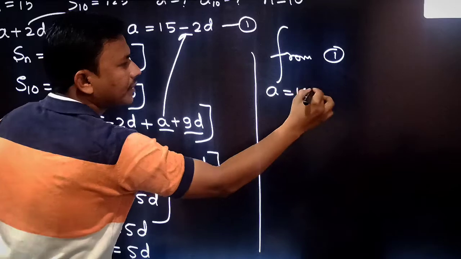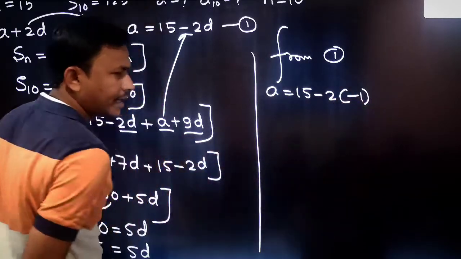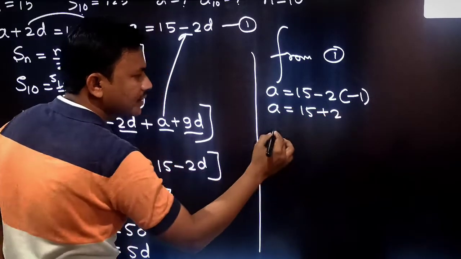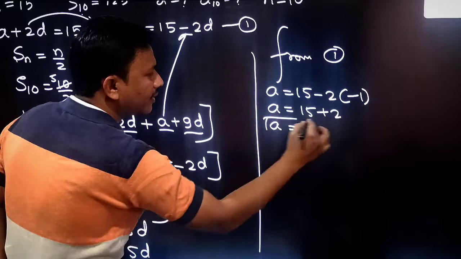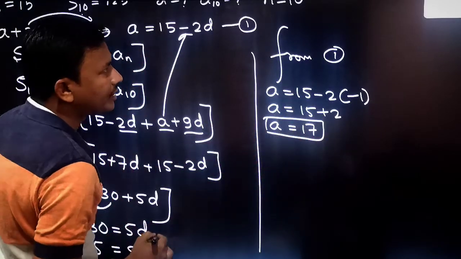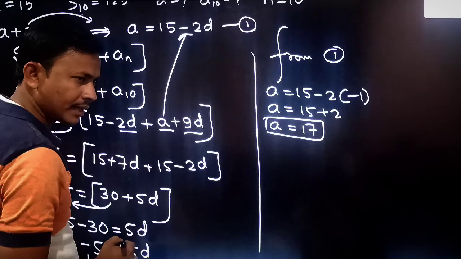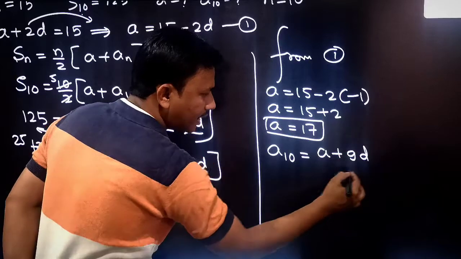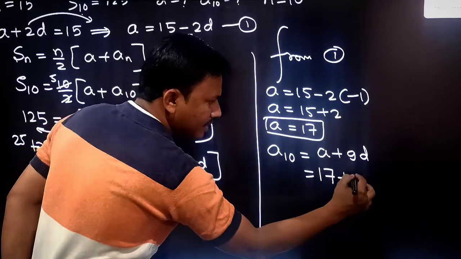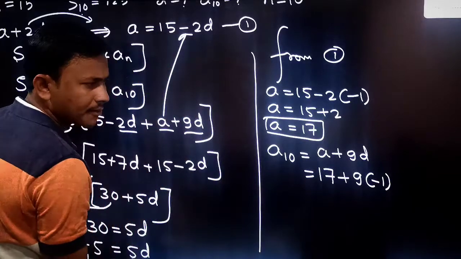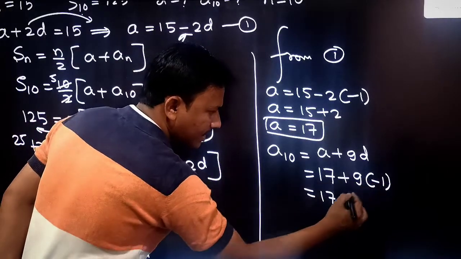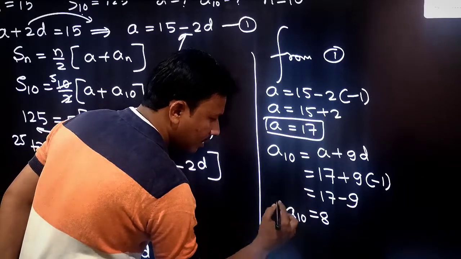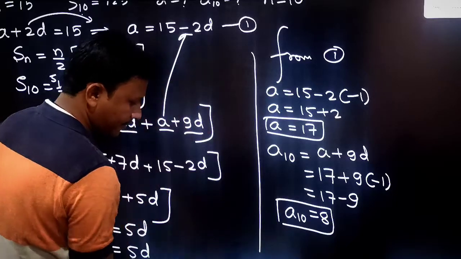A is equal to 15 minus 2 into D. D is minus 1. A is equal to 15 minus into minus plus 2. A is equal to 17. We got A value and also we got D value. What we need to find out? A10, yes or no? A10 is equal to A plus 9D. A value is 17 plus 9D. D is minus 1. 17 plus into minus, minus. 9 ones are 9. What is the answer? 8. A10 is equal to 8. Check the answer.